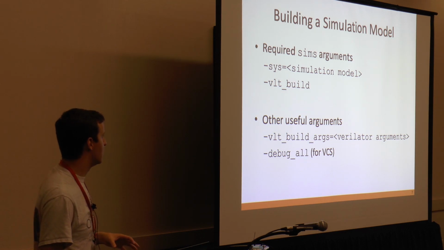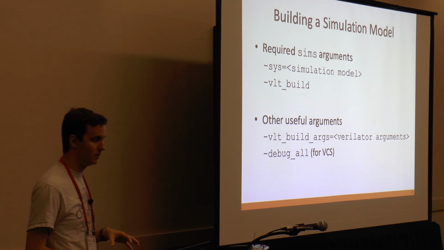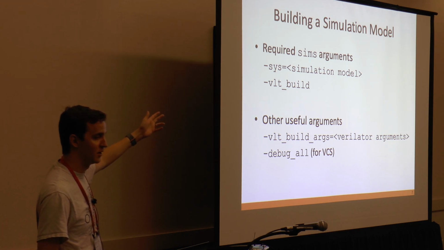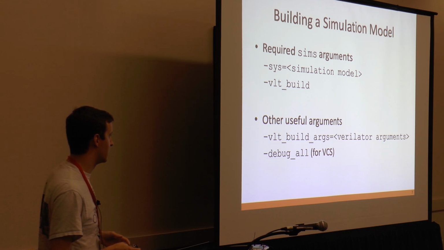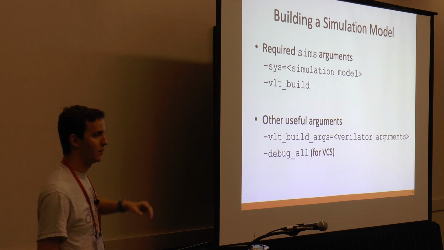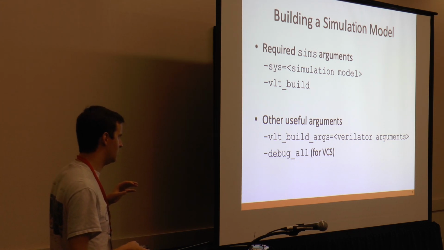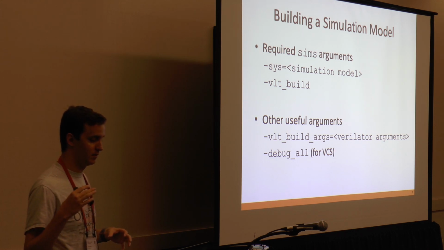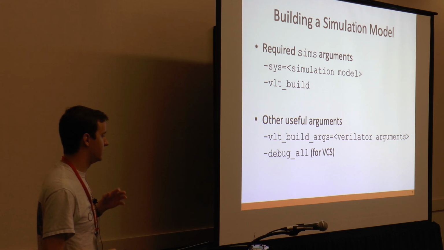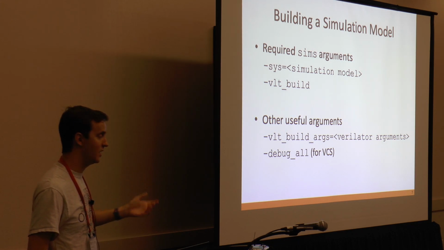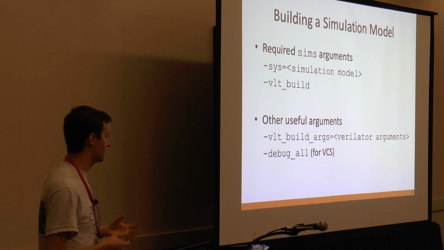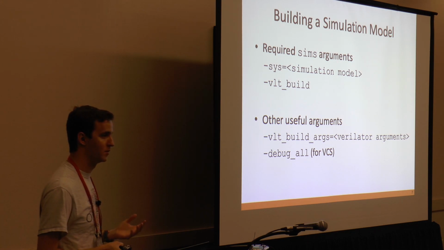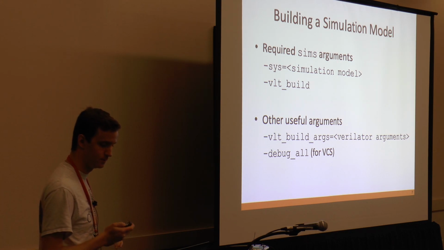So building a simulation model, there's a couple of components that are required for a simulation model. We're going to call SIMS, and we have two required components. We have the definition of the simulation model, which today for us will be Manycore, and a flag indicating that we are building a simulation model. You can have other useful arguments if you want any particular arguments to be input to Verilator, or if you're running a simulation using VCS and you want a more graphical interface, you can use the debug all flag so that you can view the waveforms later interactively when running your simulation.